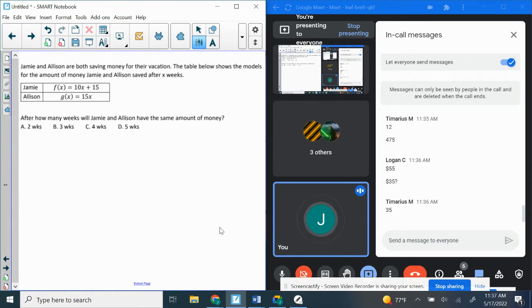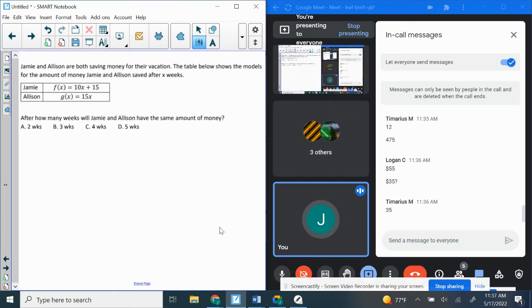All right. Jamie and Allison are both saving money for their vacation. The table below shows the models for the amount of money Jamie and Allison saved after X weeks. After how many weeks would Jamie and Allison have the same amount of money? Let's say in what X value would the Y value be the same for both of them? Because the X value is the amount of time, and then your output would be how much money they have. Just discussing the functions before you get an answer to the question.